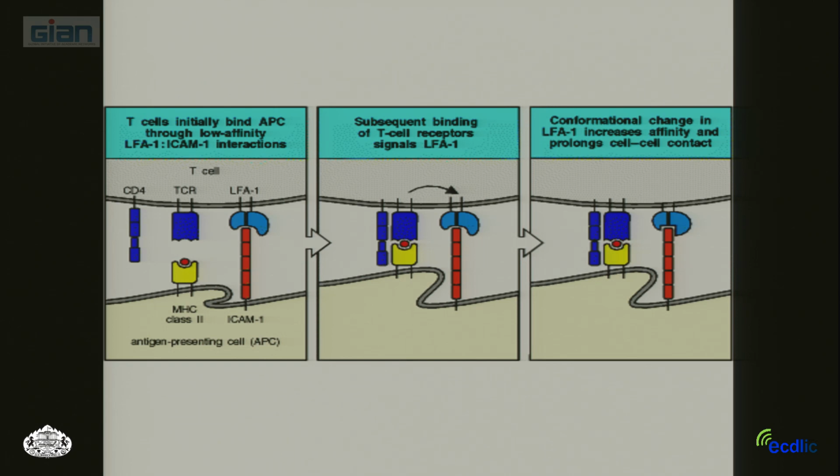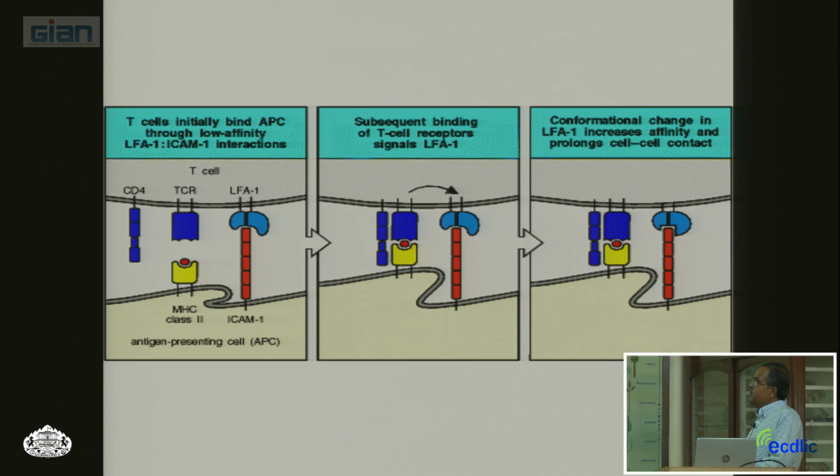So here is a simpler cartoon of what we have just discussed. T cells initially bind to antigen presenting cells through the low affinity LFA1 and ICAM1. In this case, your T cell receptor engagement is happening, and LFA1 and ICAM1 bring those two cells together so that they can interact better, and it will change the conformation so that this junction or association becomes more and more tight. Cell adhesion molecules are critical in that process.